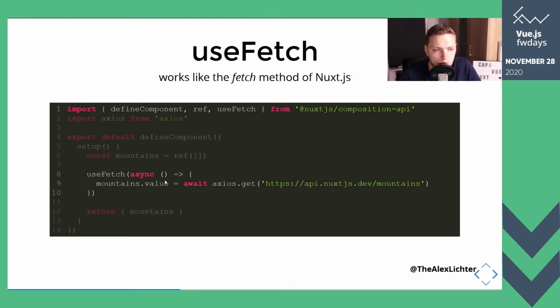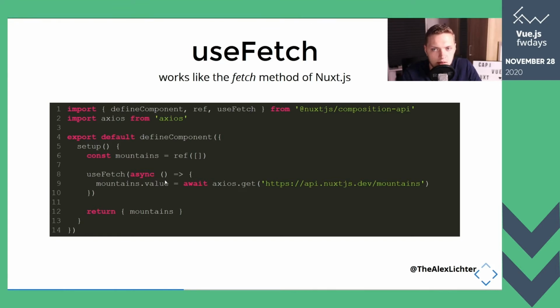So in there, we set the value of that mountains ref to the result of the Axios call. Same logic, right? And eventually we return our mountains ref so it can be used in the template. Nice. So yeah, that's it. And I would say it's a bit more readable and it's not really longer.